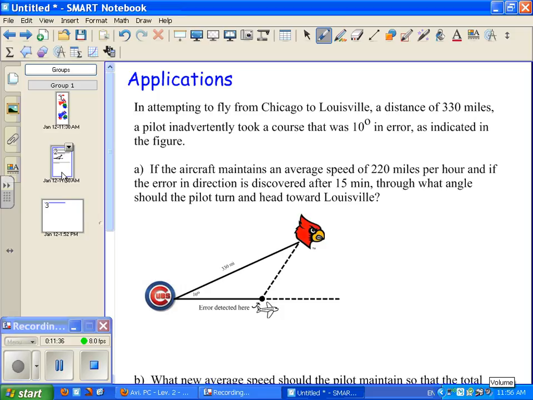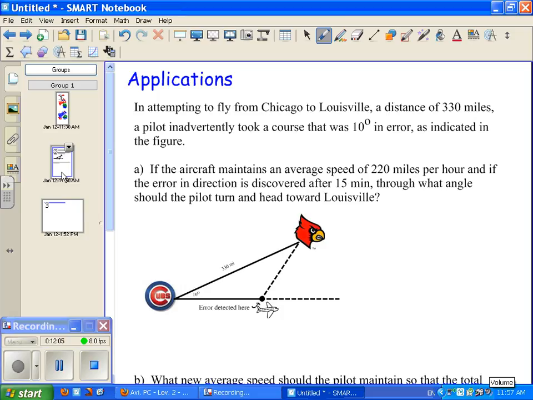All right. In an attempt to fly from Chicago to Louisville, a distance of 330 miles, a pilot inadvertently took a course that was 10 degrees in error, as indicated in the figure. So the first thing we want to do is, if the aircraft maintains an average speed of 220 miles per hour, and if the error in the direction was discovered after 15 minutes, through what angle does the pilot need to turn and head towards Louisville?